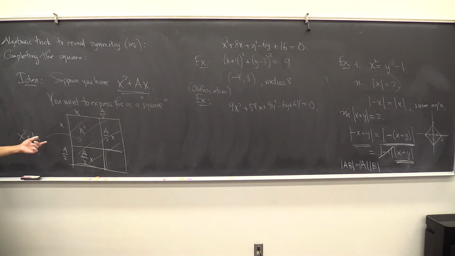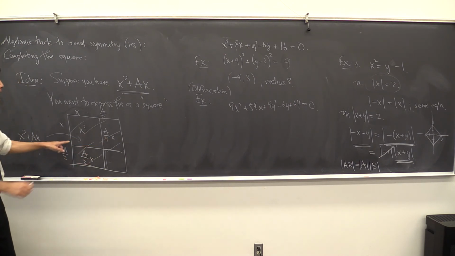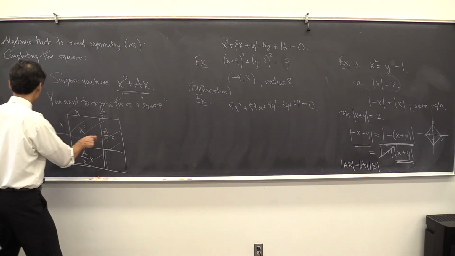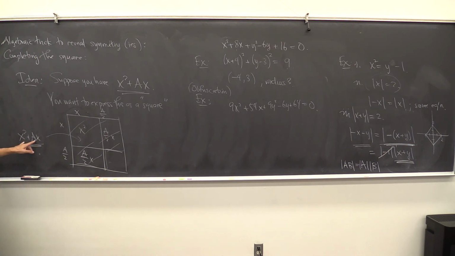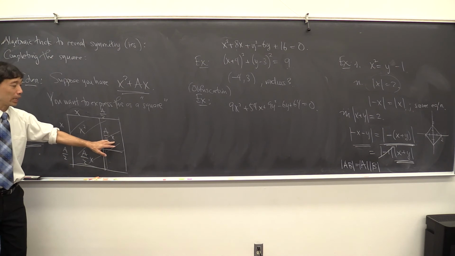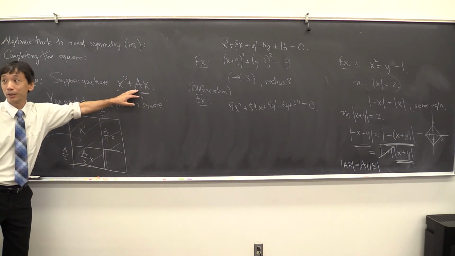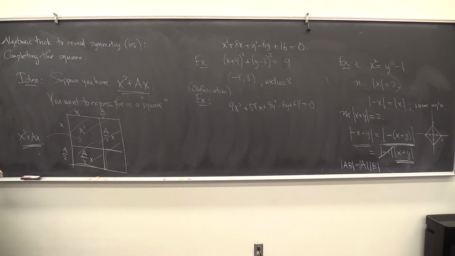Yes? How did you get a over 2? Just so that this would work out. Yeah, I wanted to make something with x squared plus ax, and so I chose a over 2 because I knew that would give me a over 2 x here and a over 2 x here, and those two add up to the ax that I want.